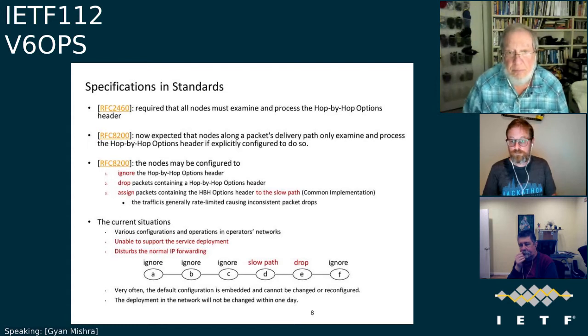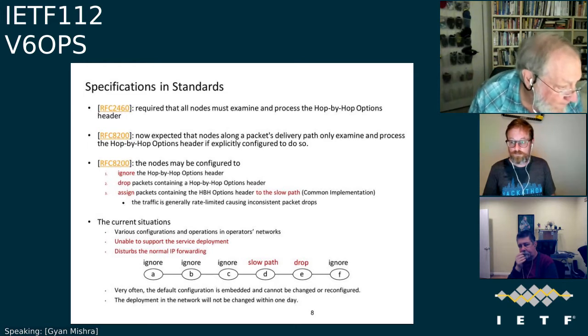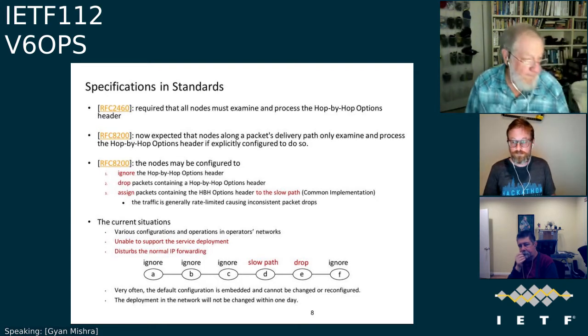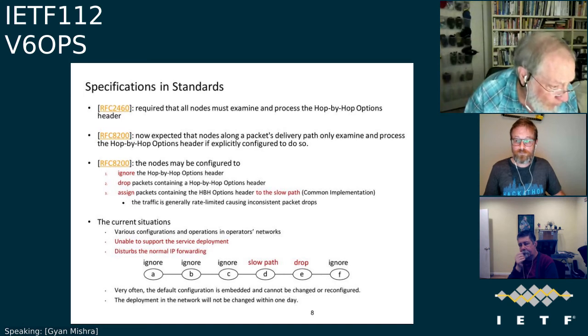So, standards specifications. RFC 2460 required that all nodes must examine and process the hop-by-hop options header. RFC 8200 now expects that all nodes along the delivery path only examine and process the hop-by-hop options header if explicitly configured to do so. So that was a big change from 2460 to 8200. So now there's a local configuration that, depending on the node itself, whether it can process that, to process it only if it's capable of processing.